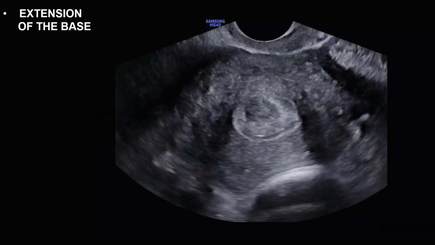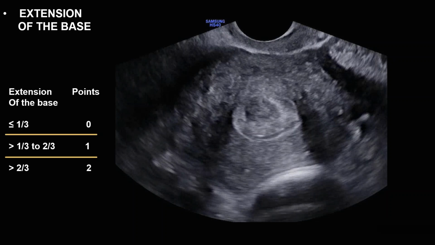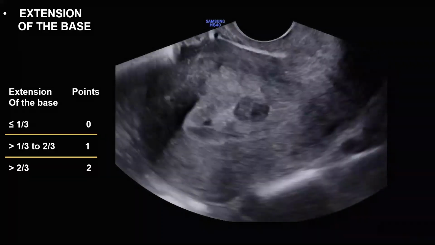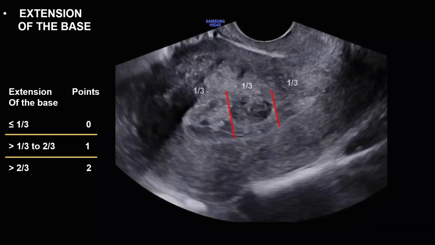Regarding the assessment of the extension of the nodule base in relation to the wall of the uterus, we must consider the wall in which the fibroid is located. When the fibroid covers a third or less of the wall, it receives a score of 0 points. When the base of the nodule occupies between 1/3 and 2/3 of the wall, a score of 1 point, and when it affects more than 2/3 of the wall, a score of 2 points. In this case, the fibroid covers 1/3 of the anterior wall and thus receives a score of 0 points.